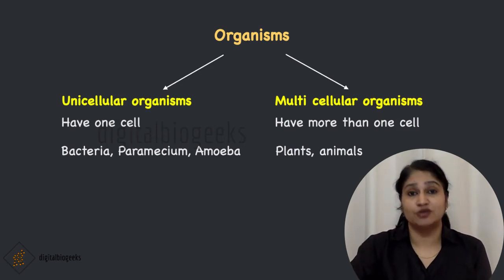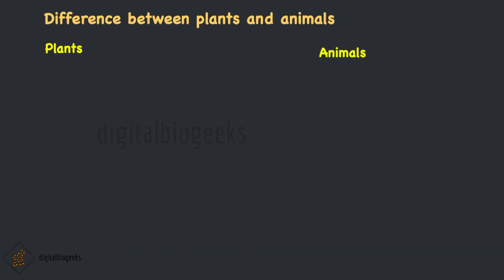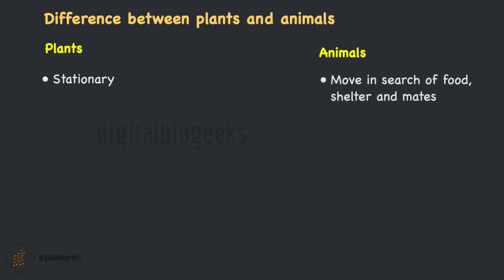Now let's try to define a tissue. A group of cells that are similar in structure and work together to achieve a particular function forms a tissue. Now let's find out, are plants and animals made up of the same type of tissues? For that, we should first look into the differences between plants and animals. Plants are stationary, they do not move. Animals move in search of food, mates and shelter.